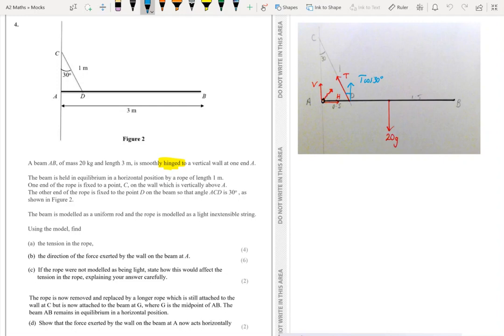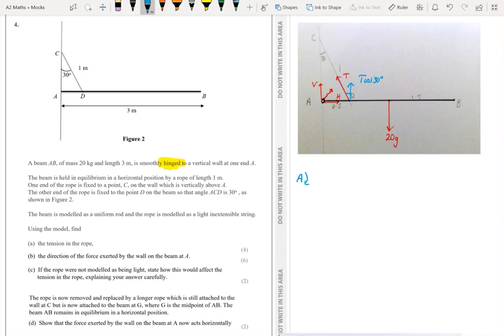Okay, so there are three forces: the weight, the tension, and the hinge. But the hinge has two components. Okay, find the tension in the rope. We're going to have to take moments, and the best place to take moments about is point A, so that we lose the hinge forces completely. So we're going to take moments about A.